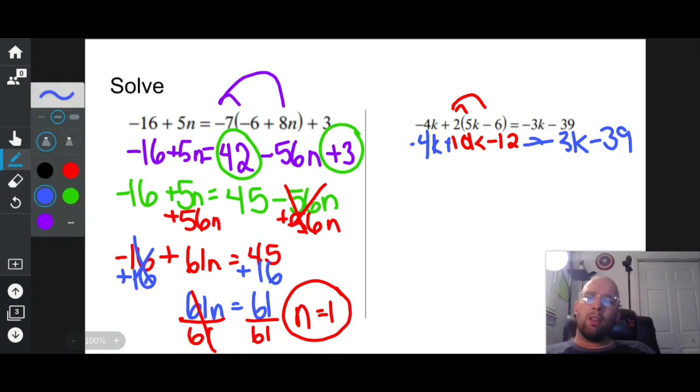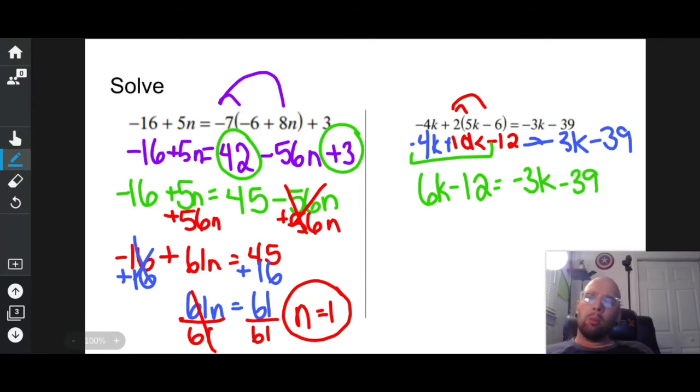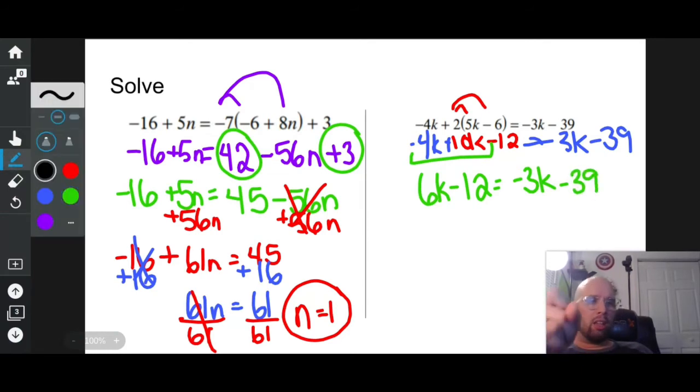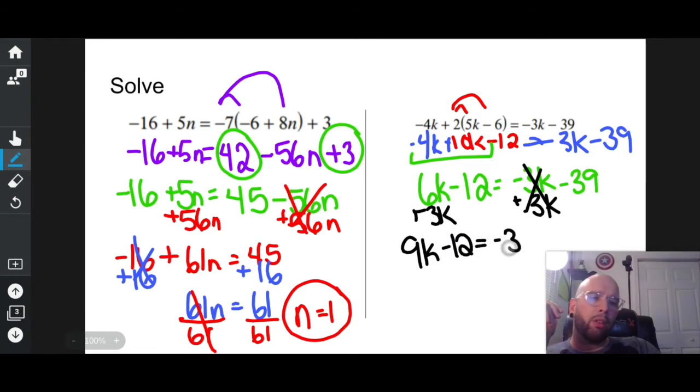On the left side, I have a negative 4k directly next to a 10k, so that becomes 6k on the left minus 12 equals negative 3k on the right minus 39. I have a variable on both sides of the equal sign. Like I said in the previous problem, I like getting rid of the smaller one. So I'm going to add 3k to both sides, and cross you out. That gives me 9k minus 12 equals negative 39.